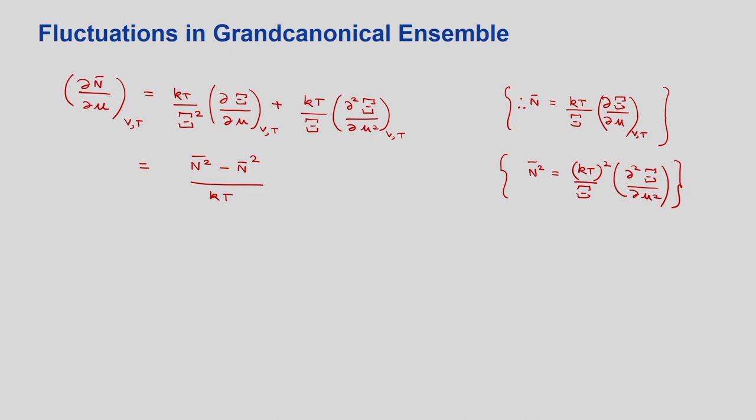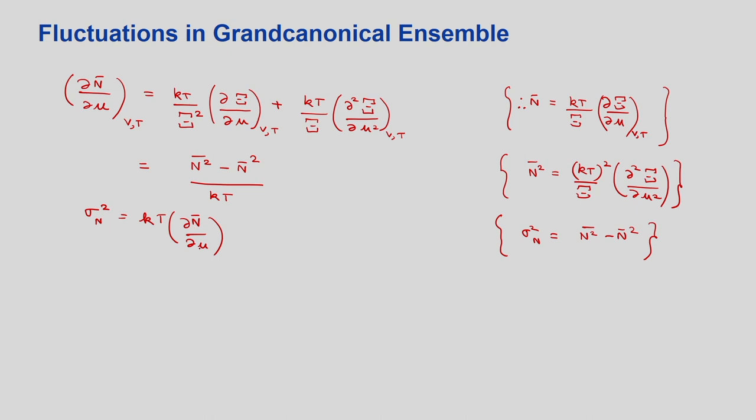So thus it becomes, sigma n square becomes kT into ∂n bar upon ∂mu. Our aim was to find the expression for n square bar, because we need to find sigma square. Sigma square n, we told you, its expression is equal to n square bar minus n bar square. So we got this expression, that is n square bar minus n bar square by kT. So kT has to be multiplied with this term, and it becomes n square bar minus n bar square. So this is the final expression.